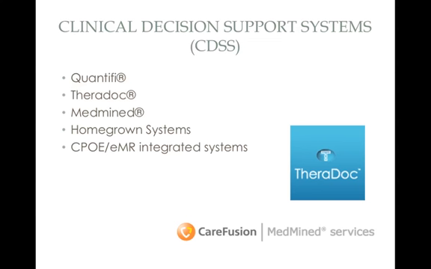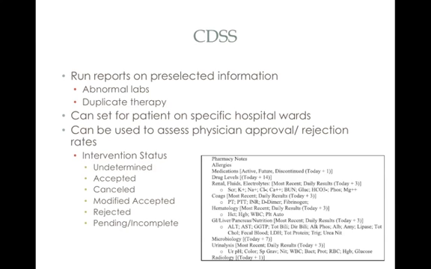Nowadays, it is becoming more common for CPOE or EMR systems to have clinical decision support systems built within the computer software, so a separate system and login is not required by personnel. These systems can run reports of pre-selected information that can bring to the attention of the clinical pharmacist, including abnormal labs, duplicate therapies, and many other reports to streamline and focus the pharmacist's attention on certain patients and interventions, which can be important when time, as always, is limited.